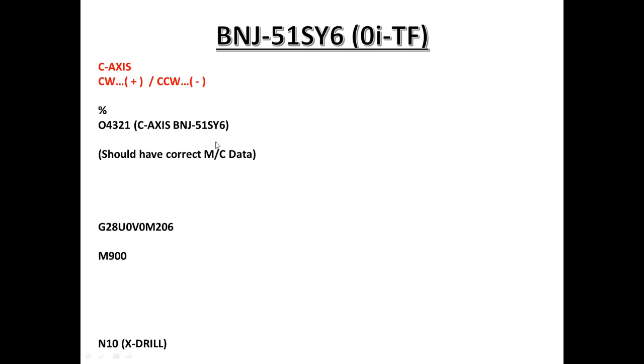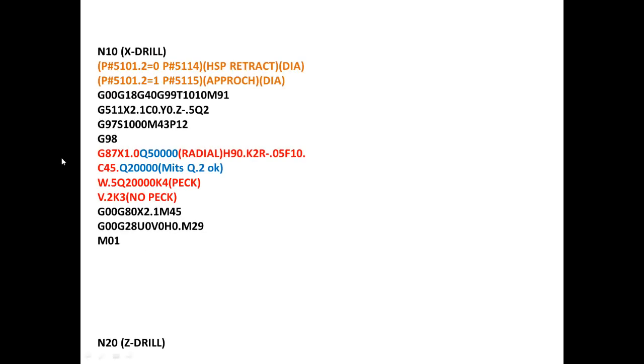And then on the BNJ, we're going to use machining data, so you have to have the correct MC data. Then we will use G500 for the main spindle side, and from the turret, we will use G511. So X drilling is what we will talk about.